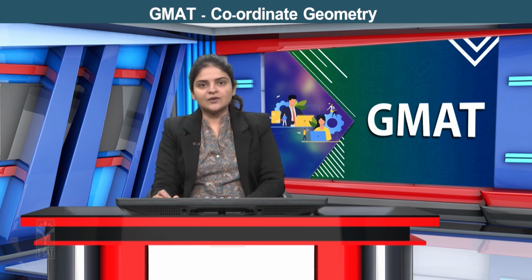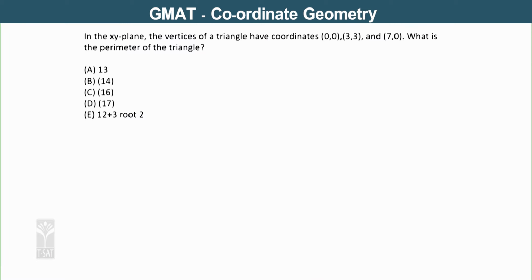Let us look at the next question now. In the xy plane, the vertices of a triangle have coordinates (0, 0), (3, 3) and (7, 0). What is the perimeter of the triangle? Okay, so we are given the 3 vertices of the triangle. If we assume that this is our xy axis, one vertex is (0, 0), another vertex is (3, 3), which will be somewhere here, and another vertex is on the x axis, it is (7, 0).